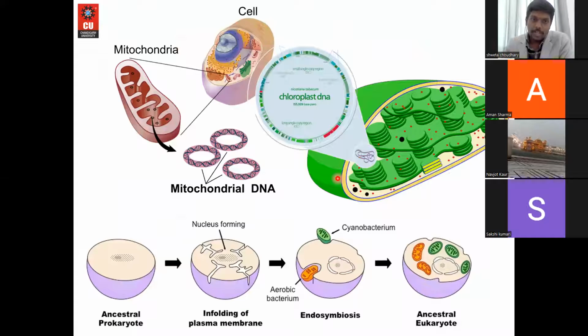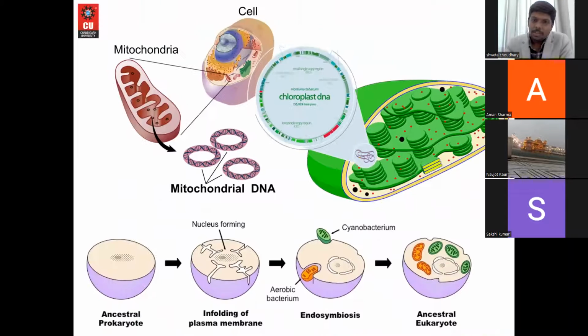Okay, see, that is why today we have mitochondrial DNA and chloroplast DNA. This is because these were free-living organisms once upon a time, and they were engulfed by a bacteria or prokaryotic cell, and they became eukaryotes.